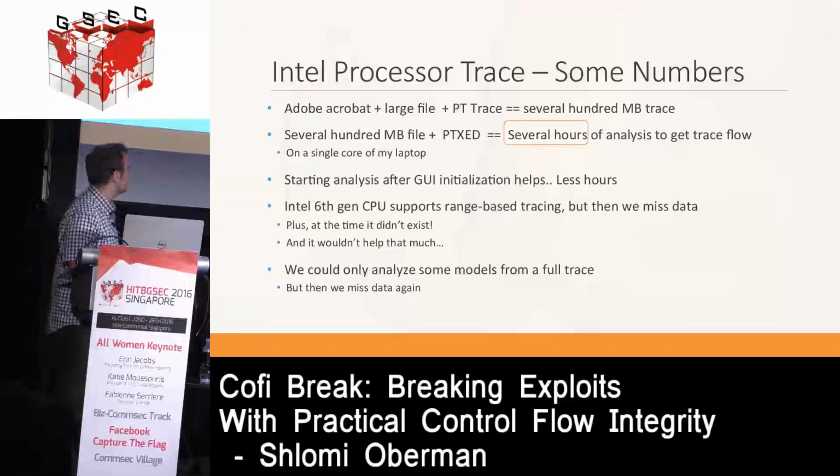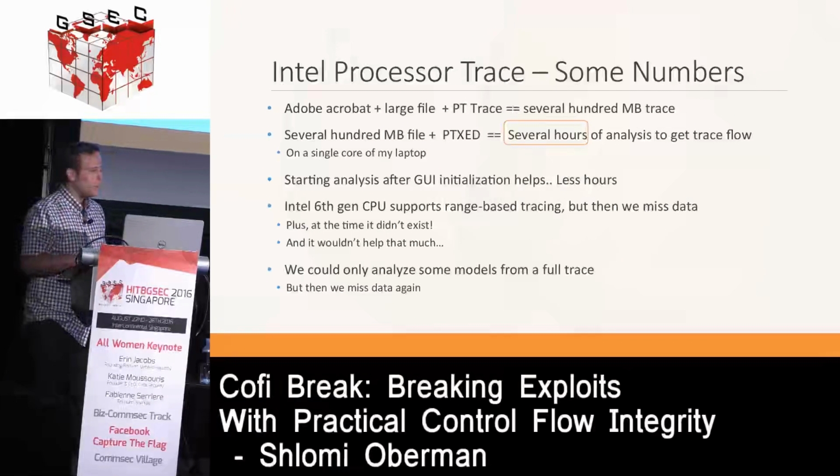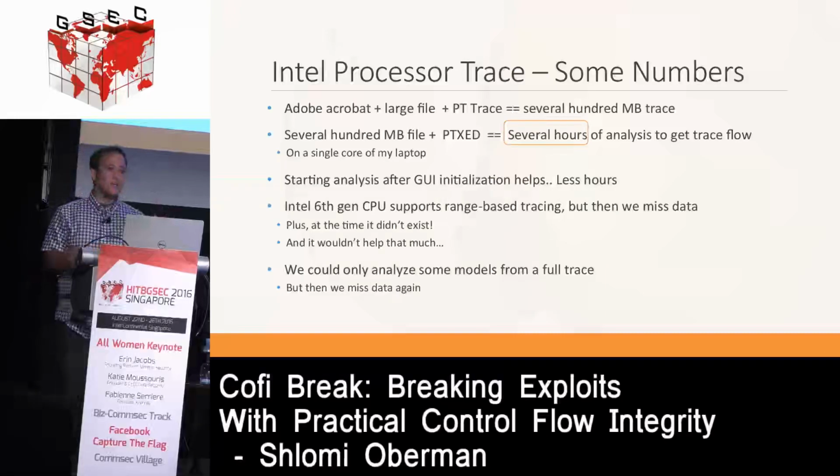Now it is worth saying that Intel's 6th gen CPUs support range-based tracing, so you can have a blacklist or a whitelist on the trace itself. This perhaps would save us time. A, it didn't exist at the time, and B, it would sort of undermine the requirement of full visibility into the program. So if we only trace part of the program, somebody could perform ROP on untraced modules.